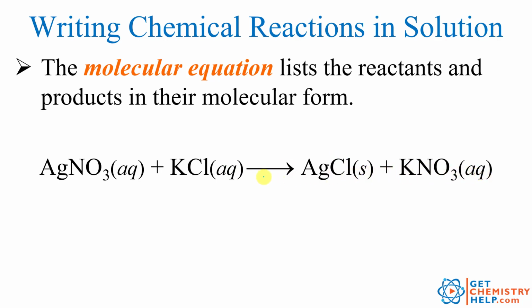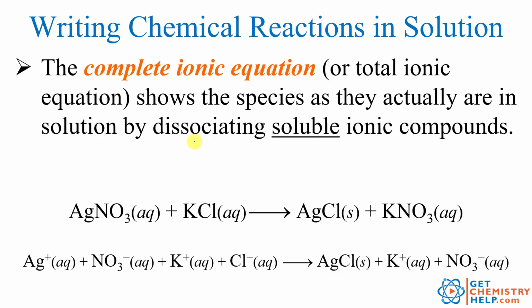So how do we show this more accurately? Well, that's where the complete ionic or the total ionic equation comes in. This top equation is the one you're used to seeing, which is what we're going to call the molecular equation. This new one is the complete ionic or the total ionic, and I'll put an I here. The difference is that now we are trying to represent the species the way they actually are in solution.